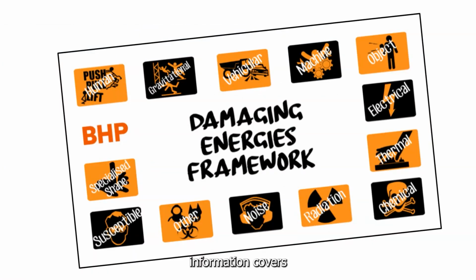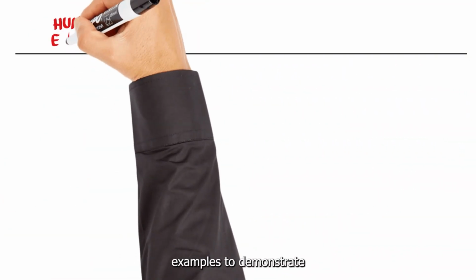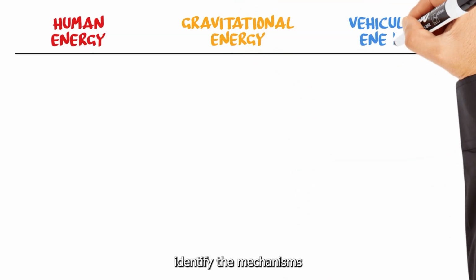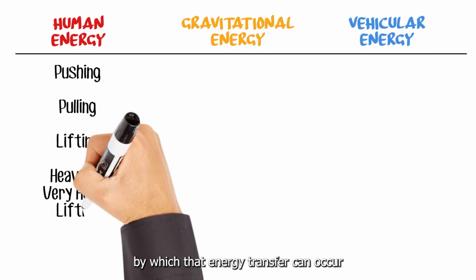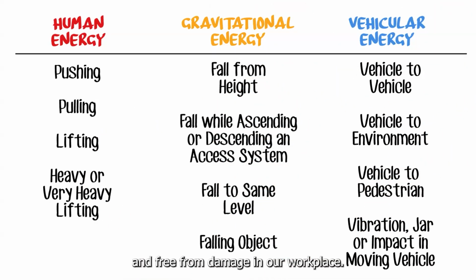The previous information covers the basics of the damaging energy model. We will now look at a few examples to demonstrate how the damaging energy model helps us identify the mechanisms by which that energy transfer can occur, so we can stay safe and free from damage in our workplace.